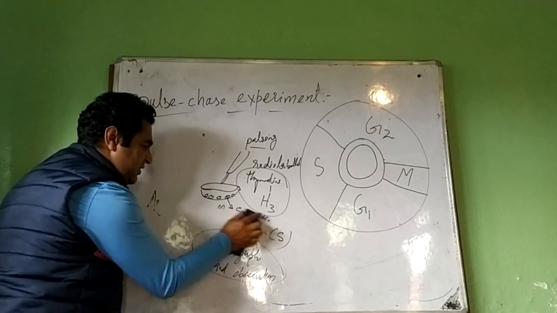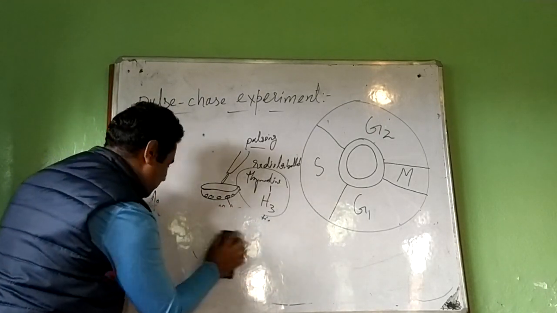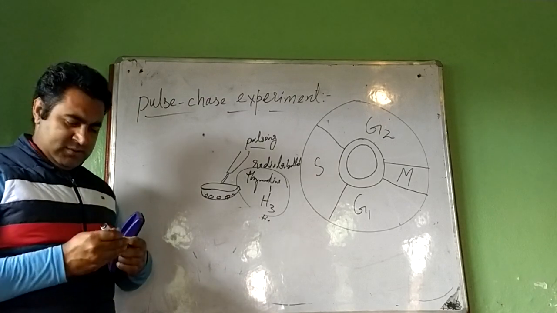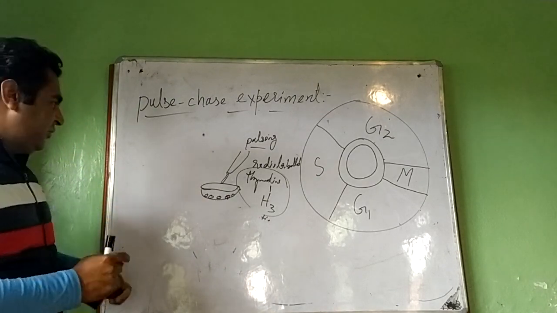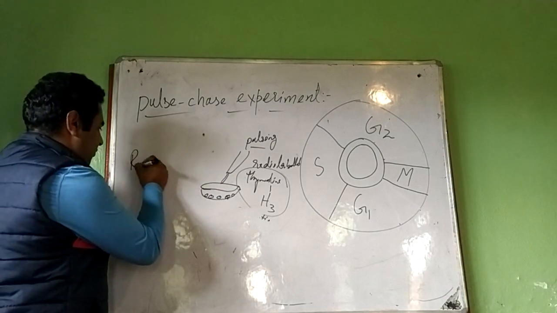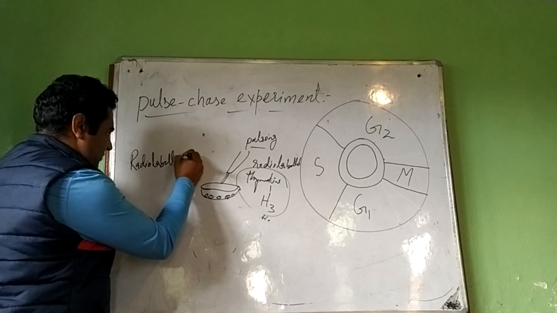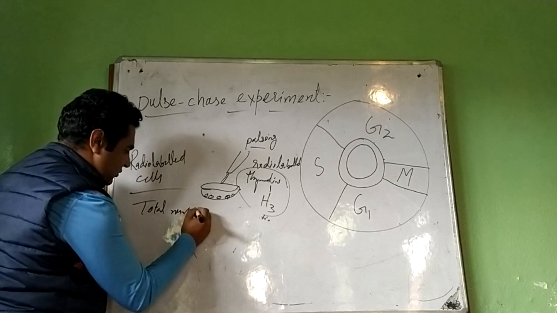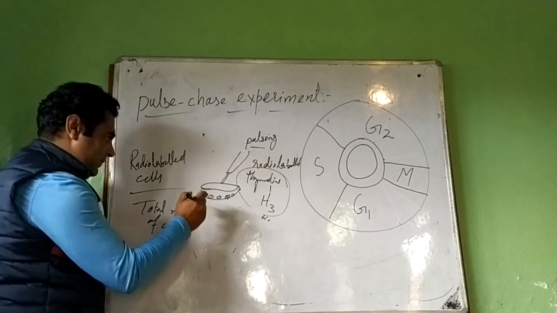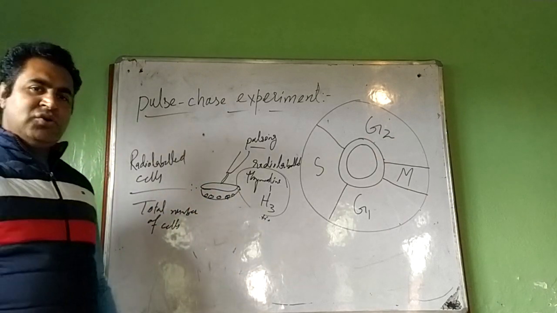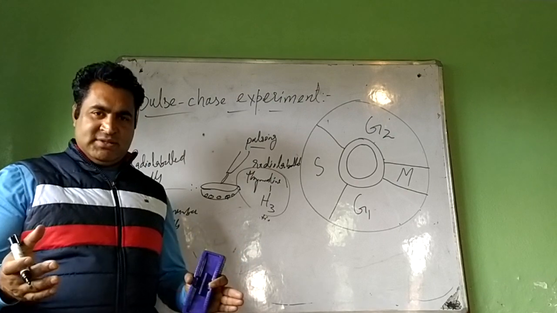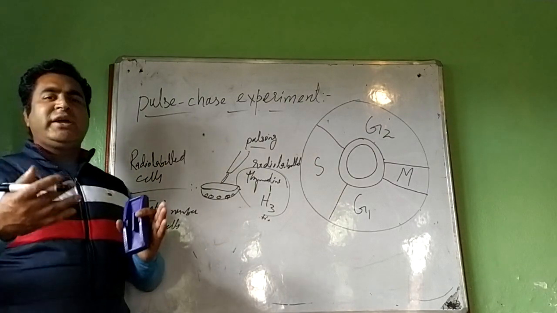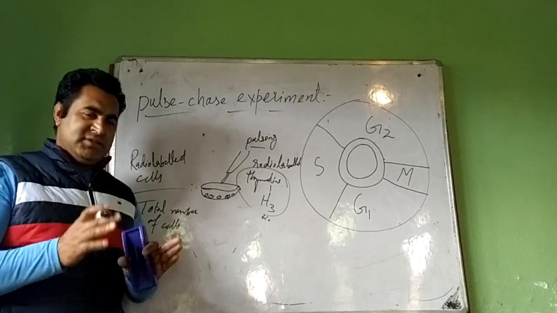So based on this proportion, this ratio, the number of cells that have incorporated the radiolabeled thymidine, the hot cells, which will show radioactivity, radiolabeled cells out of the total number of cells, this ratio should tell us about the duration of this S phase. So based on the total cell number, we came to know how long this particular S phase is.